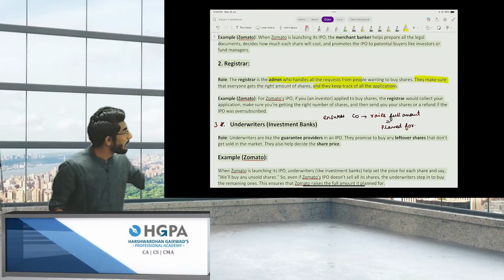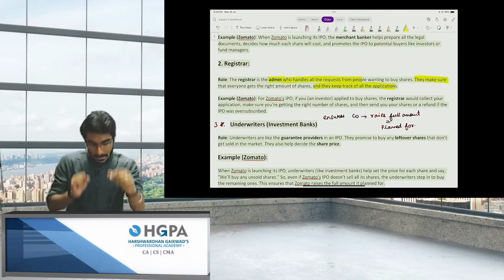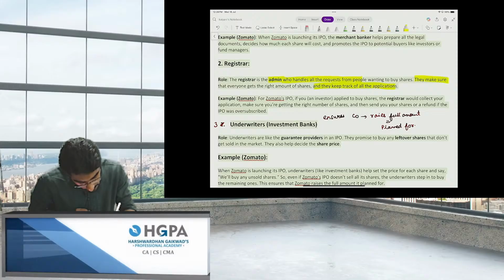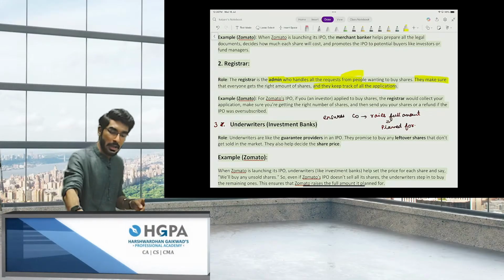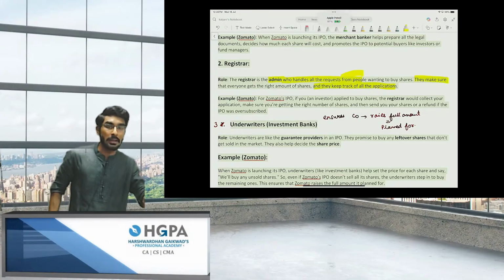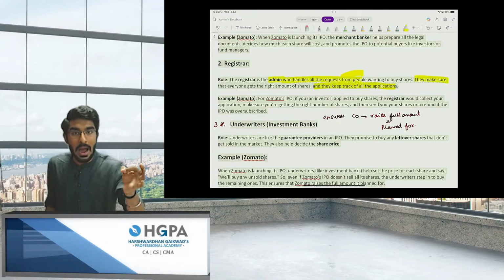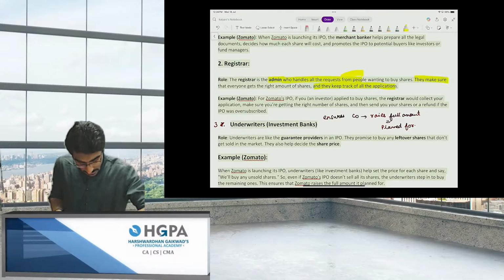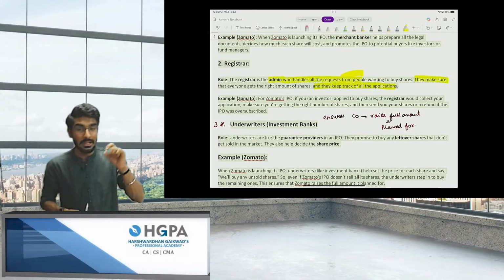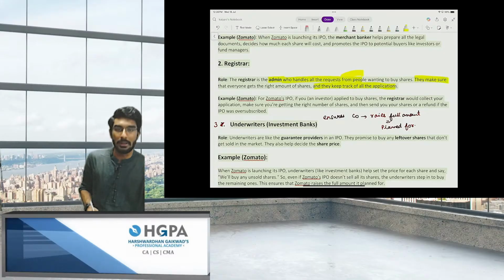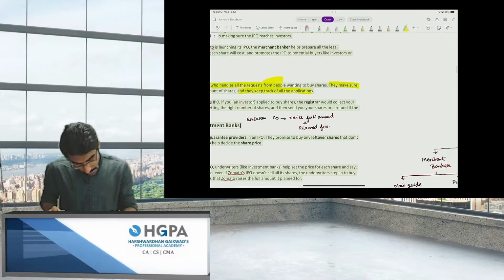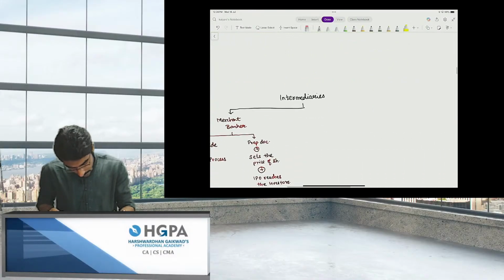Registrar is the admin who handles all the aspects and requests with respect to shares people. He ensures that shares are given to the right number of people at the right time at the right price. This is the work of a registrar people. They also keep track of all the share applications. Now let's quickly write it down.